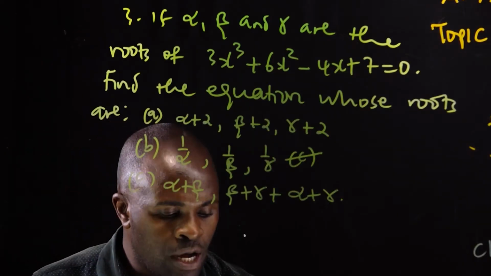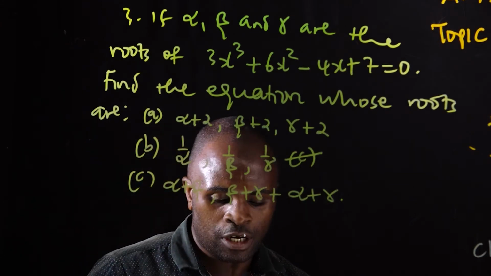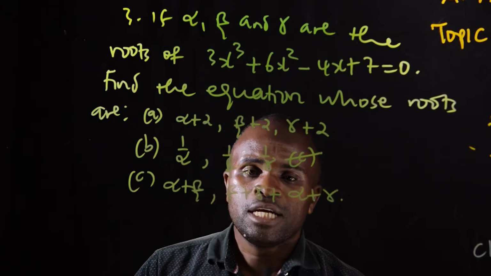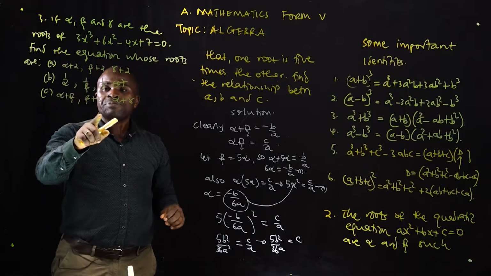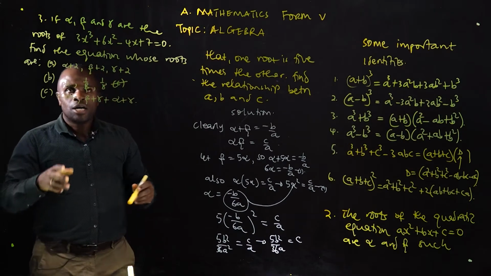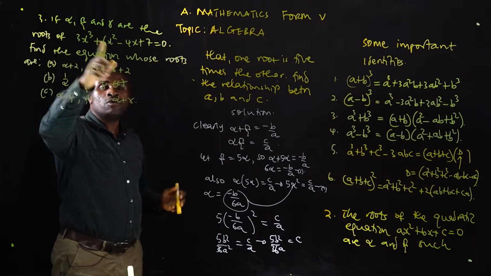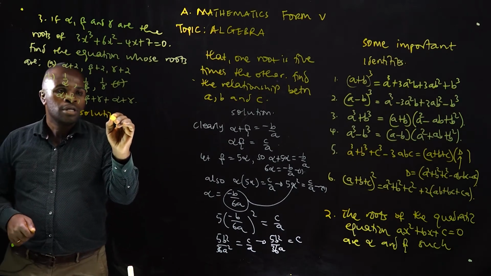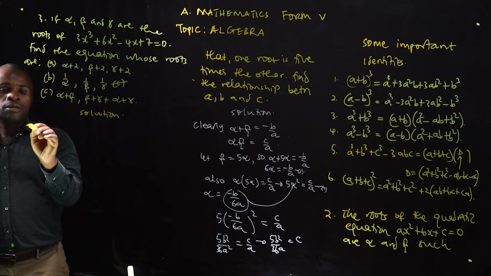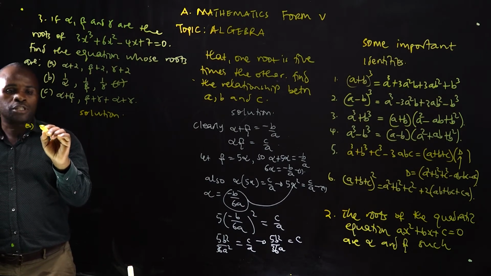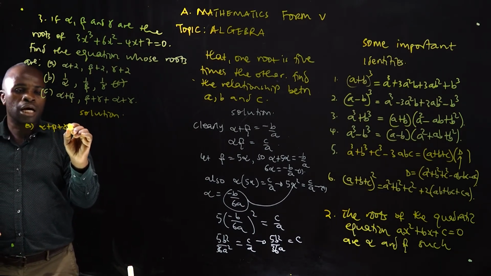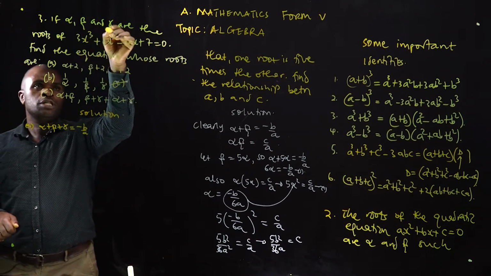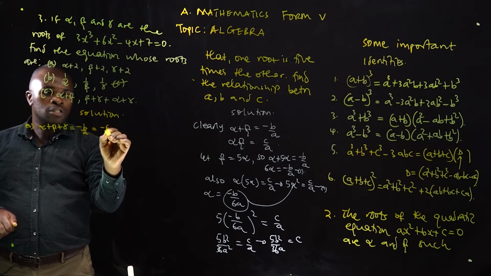So this is one of the very challenging questions. A student needs to be intelligent enough to treat this question. Let us start working. This one is simply solved when you remember the cubic relations for the roots. So we say solution, starting with A. We must find the sum first. Alpha plus beta plus gamma, sum of roots, is negative b over a. From our question, this becomes negative 6 over 3.